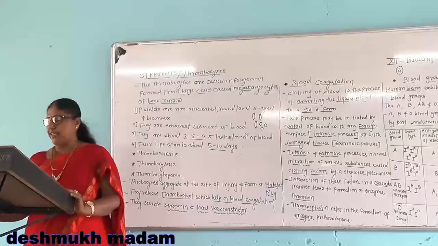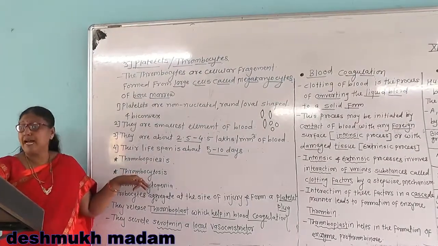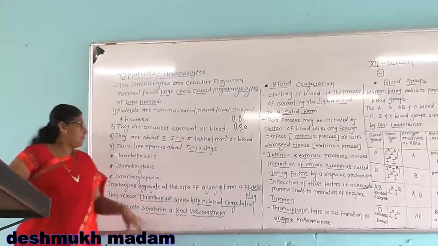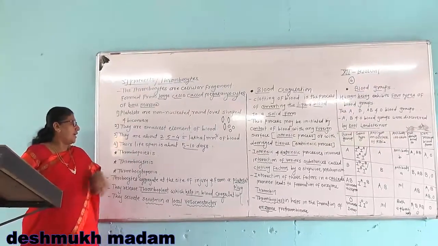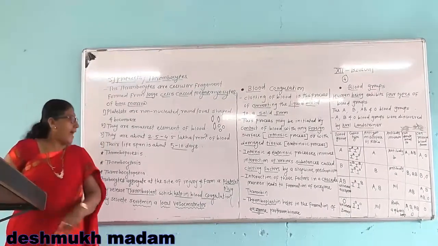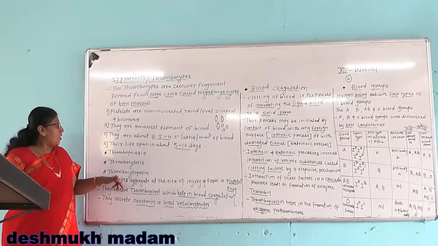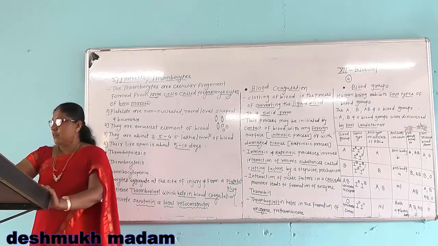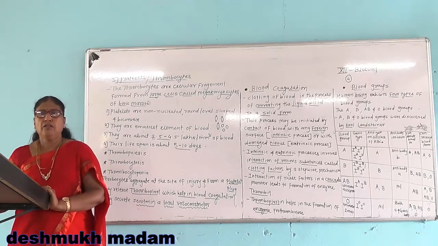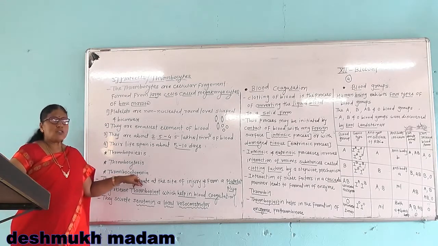The second condition is thrombocytosis, in which an increase in the platelet number or thrombocyte count is called thrombocytosis. The third condition is thrombocytopenia, a decrease in the platelets or thrombocyte cell count, which is called thrombocytopenia.